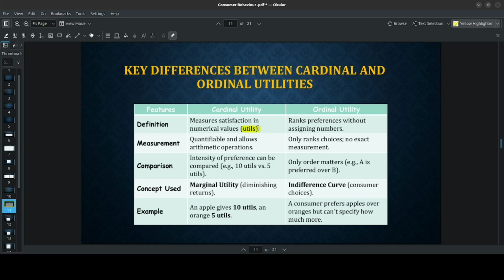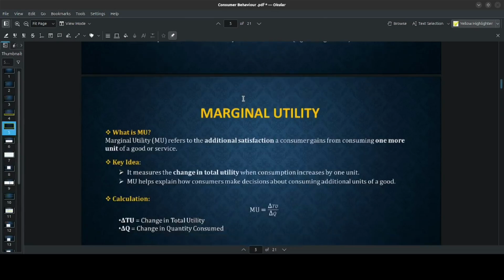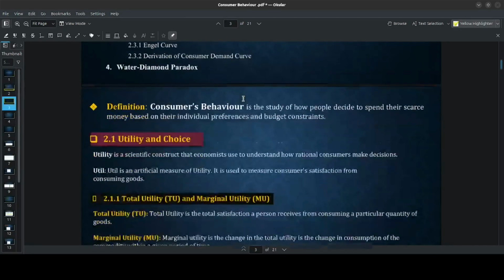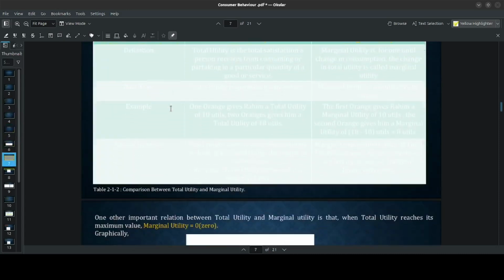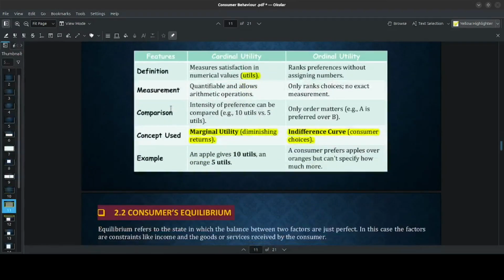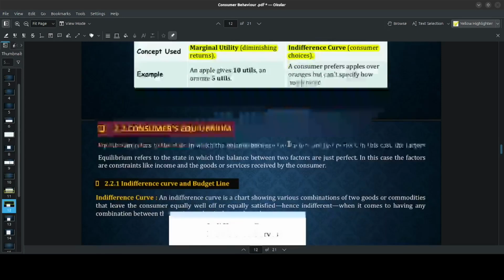Here are the terms: utils, marginal utility, indifference curve. What is a util? A util is an artificial measure of utility. What is marginal utility? Inshallah, in the last part of the video we will discuss marginal utility. What is an indifference curve? Inshallah, in the next video we will discuss the indifference curve.